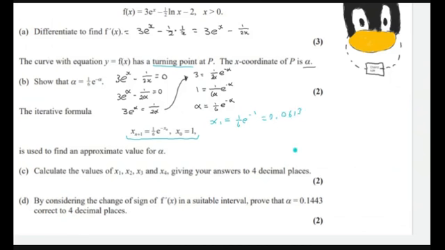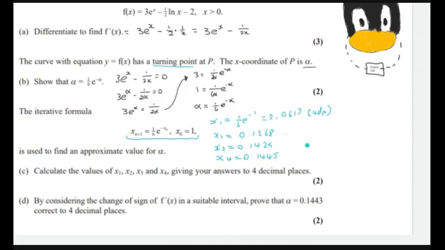So this is just a case of putting it in a calculator. x1 is 0.0613 to 4 decimal places. And then x2, doing the same thing, just substituting it in, gives you 0.1568 to 4 decimal places. x3, again doing the same thing, gives you 0.1425 to 4 decimal places. And x4 to 4 decimal places gives you 0.1445.